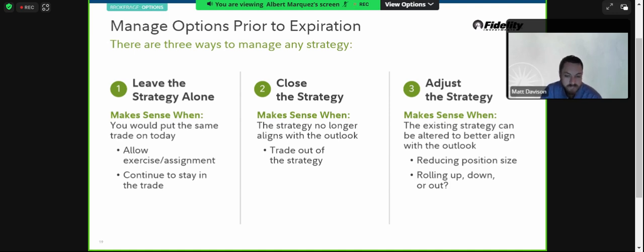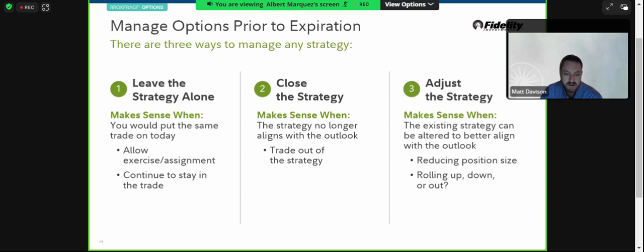You can also roll it up or down. What if you're at 205, 200? What if I go out two months and then roll down my strikes? So now the strikes that are in the money are out of the money, and I'm able to collect a credit. Again, always defending the trade. So that's a couple of the different things that we can do as far as the defense goes.